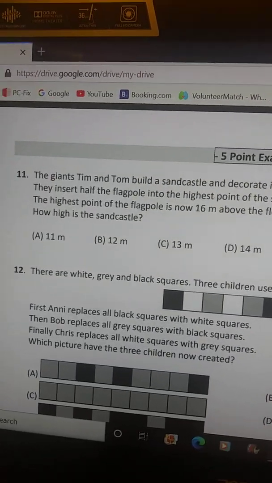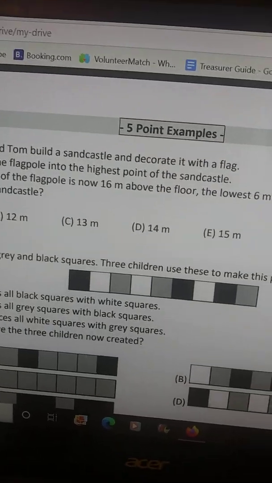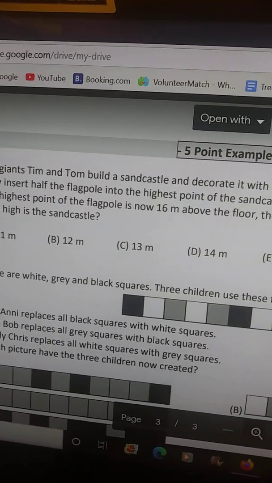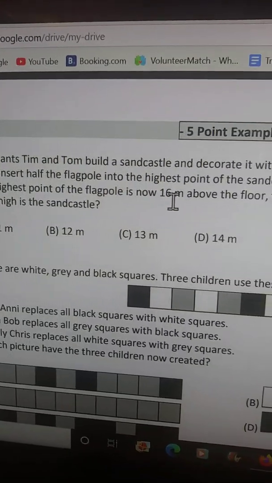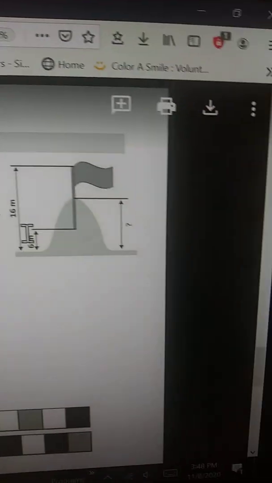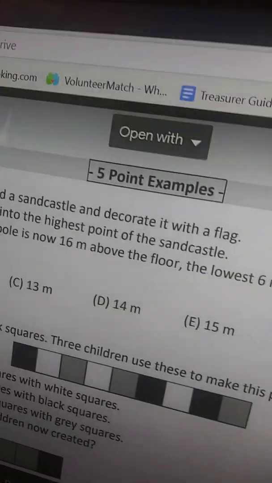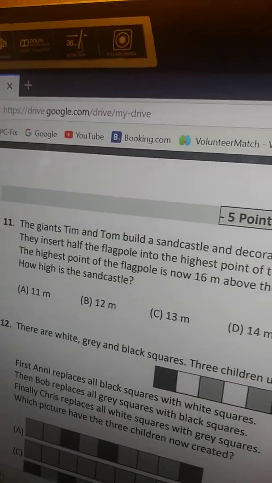Okay, so for number 11, it states that two people are building a sandcastle and they decorate it with a flag. They insert half the flagpole, which is right here, into the highest point of the sandcastle, and the highest point of the flagpole is now 16 meters above the floor. And the lowest 6 meters. And so anyway, how high is the sandcastle?